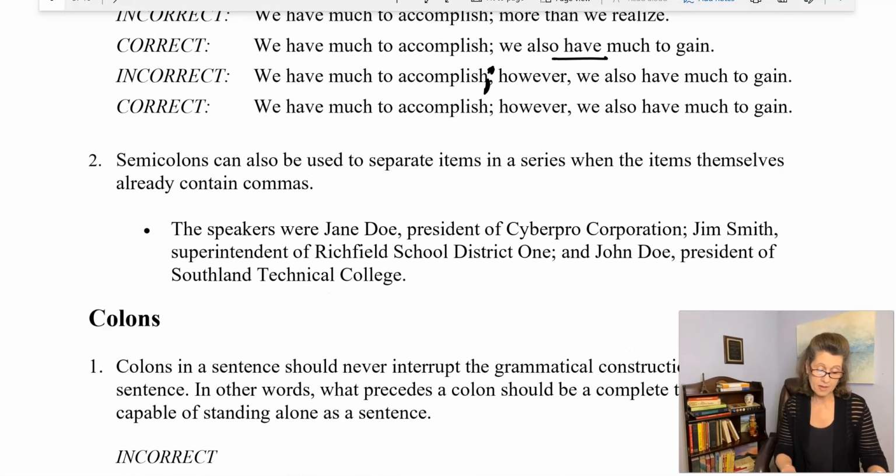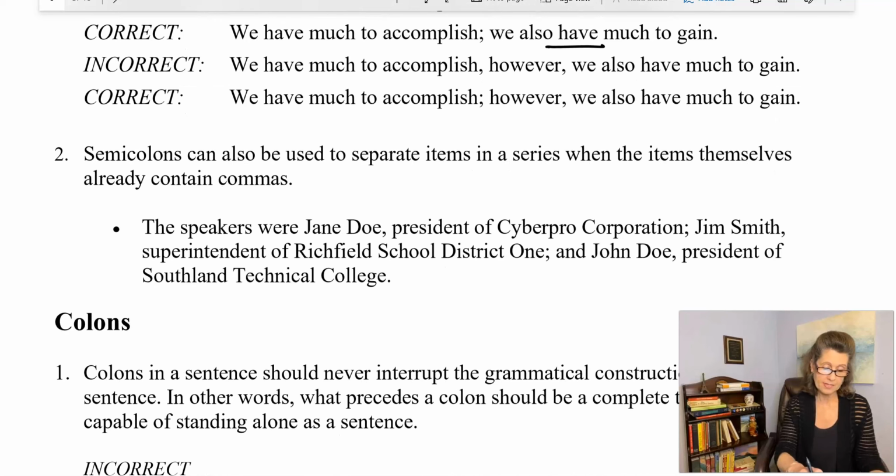All right, so what about, some of you are saying to yourself, "But Nancy, what about lists?" If you're dealing with a list, and even one of the items in the list has internal commas, then you probably will want to use a semicolon to show the larger break between the items. Okay, let's look at an example.